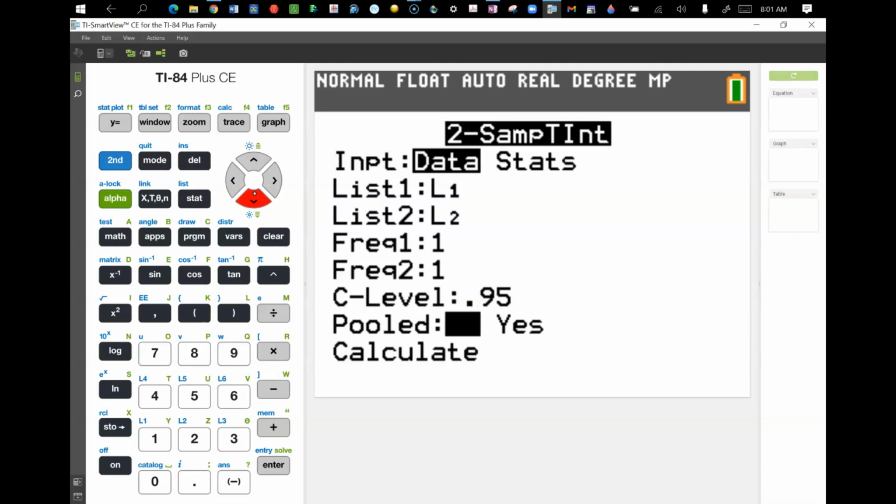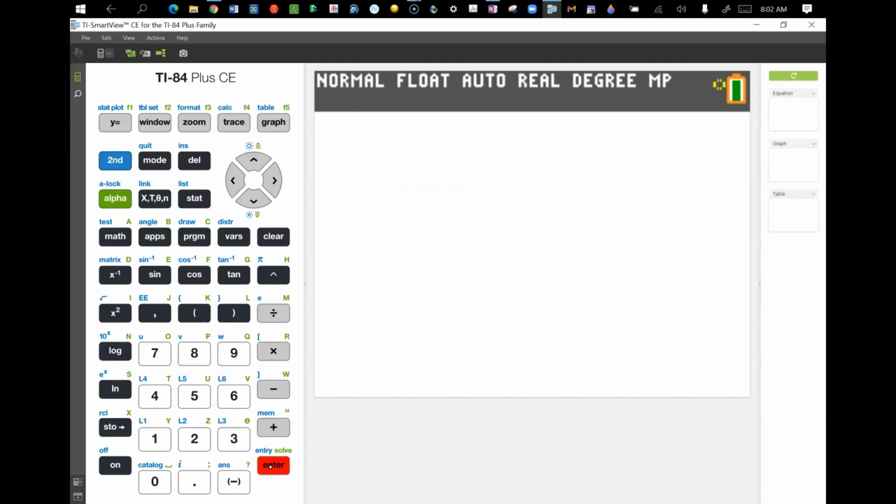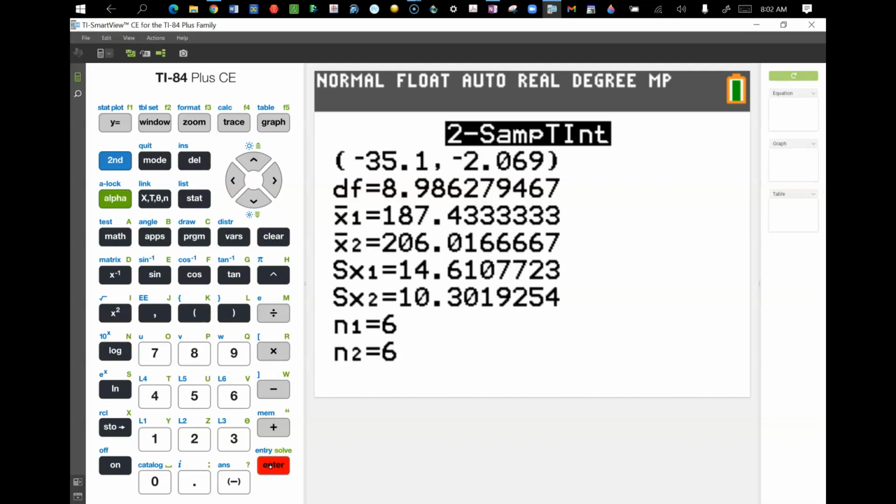And this is an interesting question. What it comes down to is the following. If you had evidence that the two population standard deviations were the same, then you would pool. To do that, you would have to do a test to compare the two population standard deviations. It's called an F-test. We're not going to get into that. So what you should do is always say no when it's pooling, and then we're going to go ahead and calculate this and see what kind of results we get.